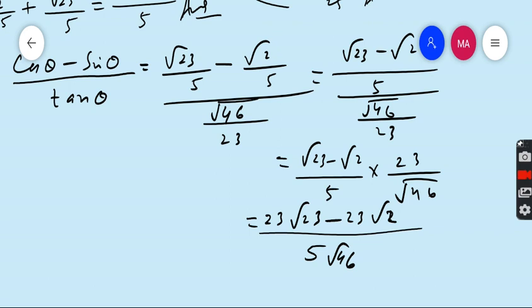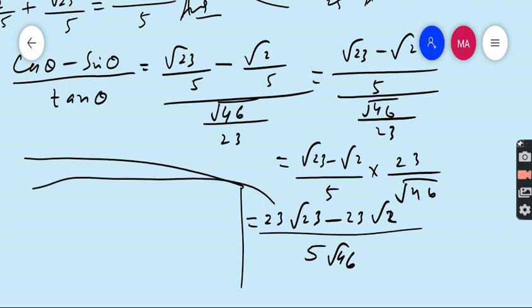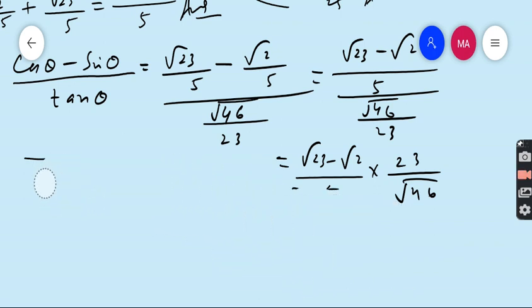Kindly wait, I am trying. Okay, this 23 can be written as root 23 into root 23, and this root 23 is already present, minus, or in short, I am rubbing this. There is another way which I am trying.